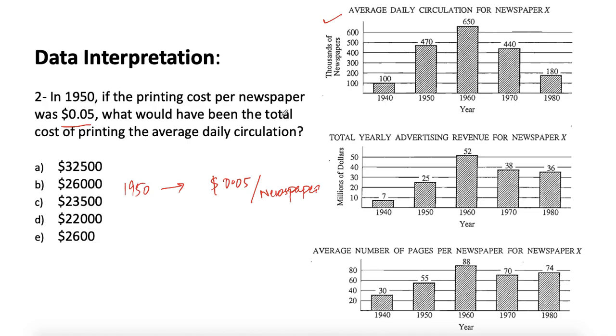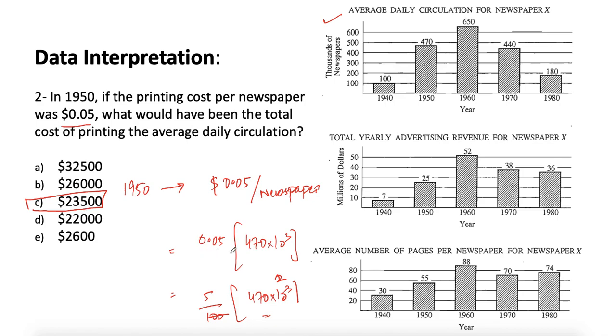The question asks for 1950, that is 470,000. So 0.05 into 470,000, which is 470 into 10 raised to power 3. Now if you solve this, this will be 5/100 into 470 into 10 raised to power 3. This will cancel out and the answer will be option C, which is $23500. Right? So data interpretation is very easy.